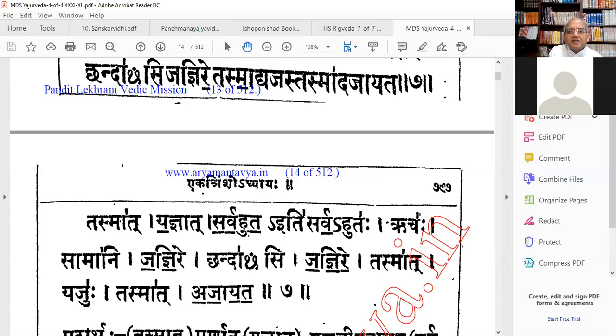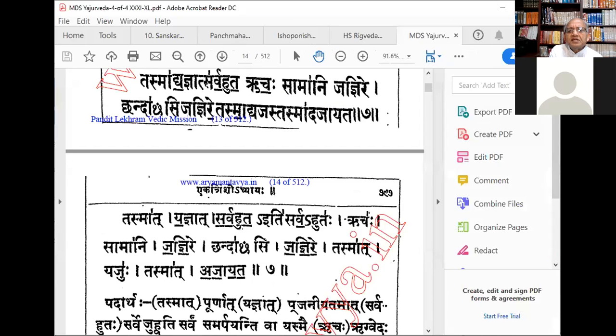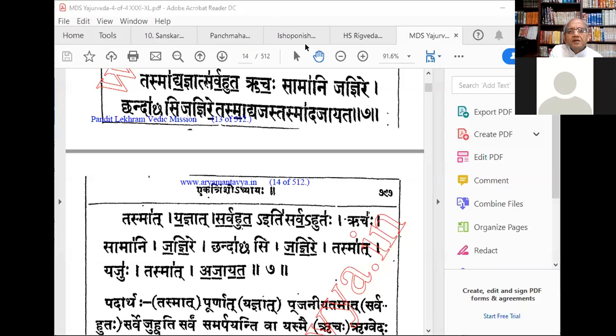So when you look at the Ishopanishad with such an understanding, it really becomes very, very important for us, is it not? So let's look at the 40th chapter again. I think I wanted to show you the 40th chapter now.